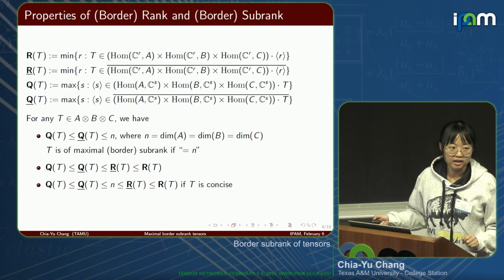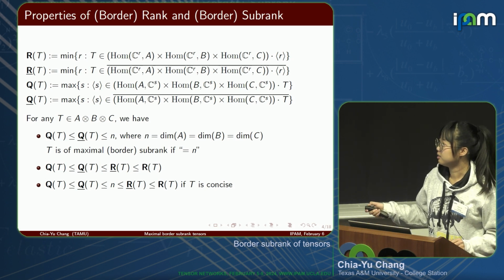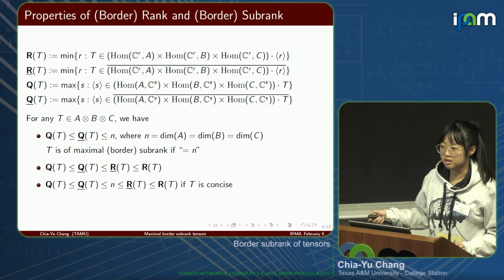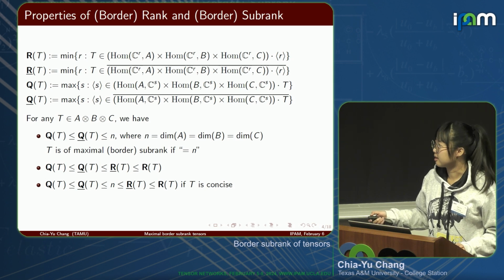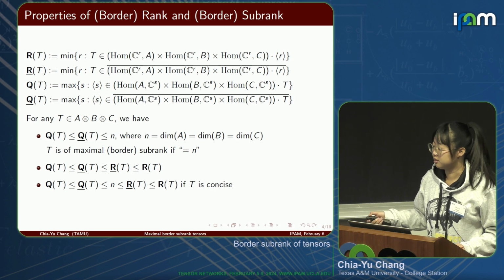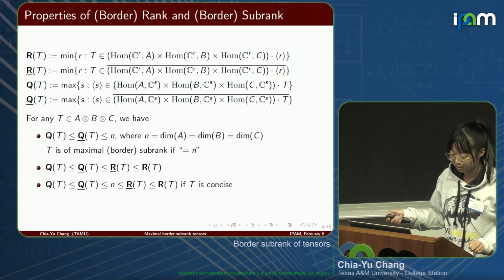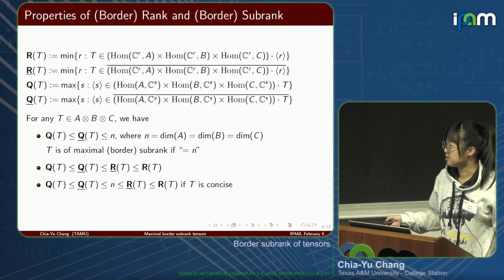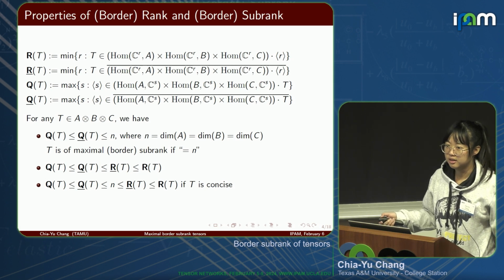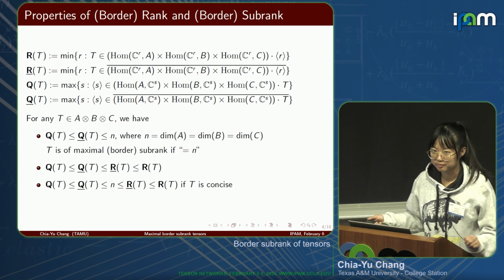Okay. And we can also define these rank notions for some higher number of factors, and also for two factors we can define it. And if we apply the definition to a two-factor tensor, then the subrank and border subrank are all equal to the matrix rank.